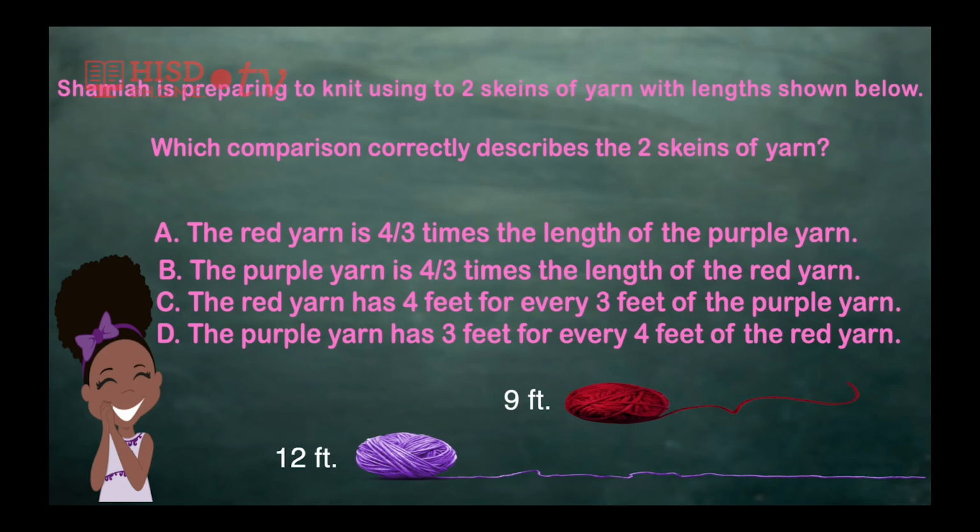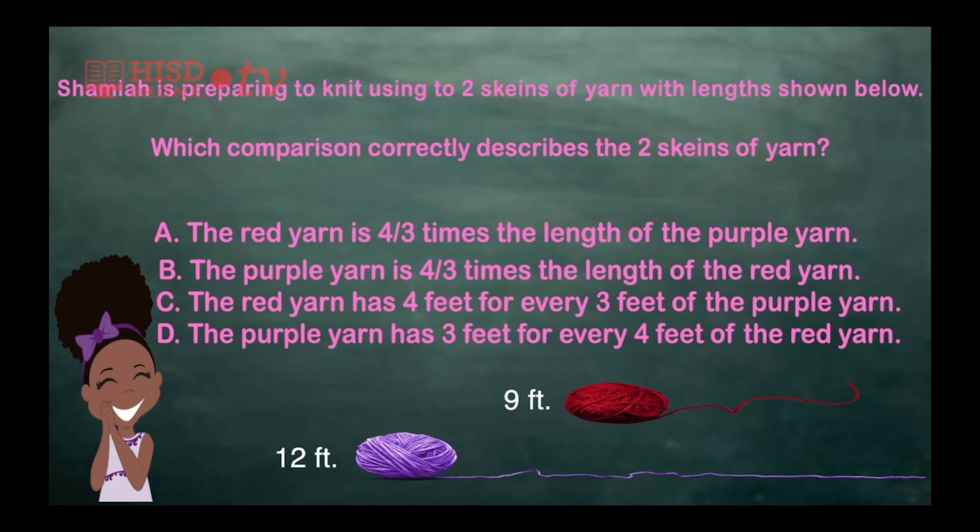Let's try B. The purple yarn is 4/3 times the length of the red yarn. Okay, well here goes the 4/3 fraction again. Let's see if it works this time. So I'm going to multiply 4/3 times 9. And when I do that, I get 12. So B looks correct. But let me try C and D just to make sure.